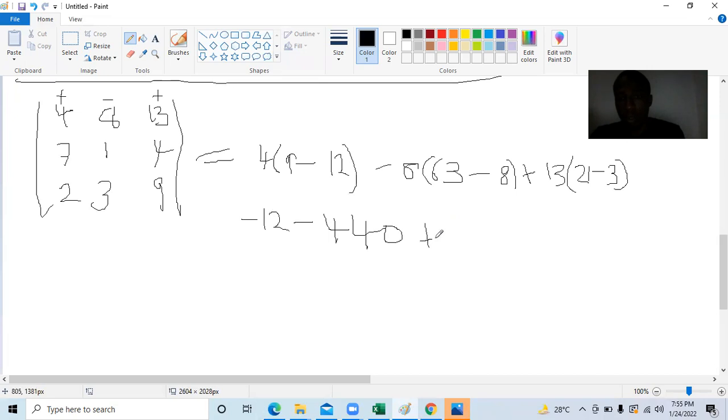Plus 13 times 18. That's 234. Right. So 234 minus 12 minus 440. So answer is equals to minus 128. So that's the answer for the determinant of this.